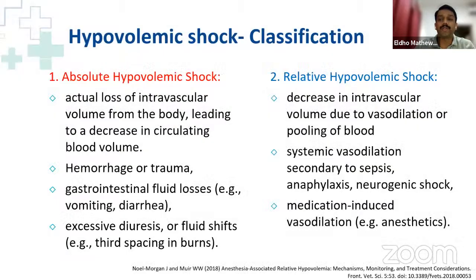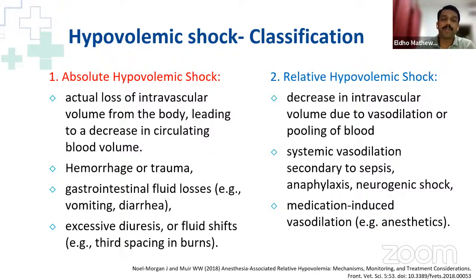We can classify hypovolemic shock mainly into two: absolute hypovolemic shock and relative hypovolemic shock. In absolute hypovolemic shock, there is actual loss of intravascular volume from the body. In relative hypovolemic shock, there is a decrease in intravascular volume due to vasodilation or pooling of blood, an apparent reduction of vascular volume relative to the capacity of the vascular system.